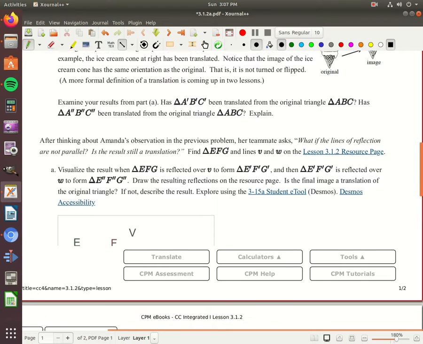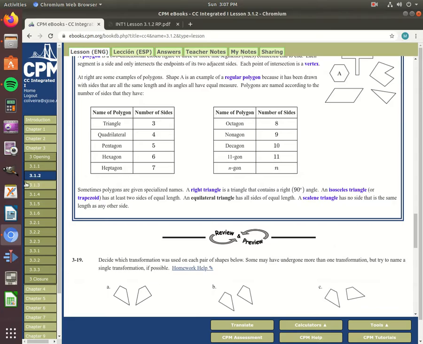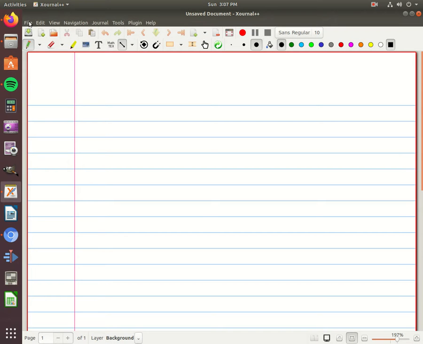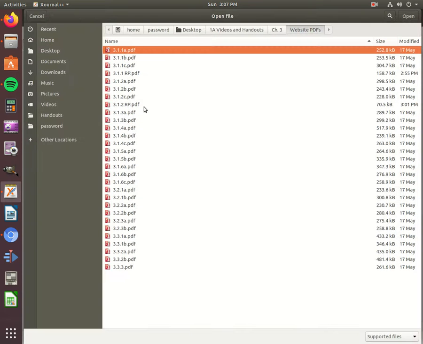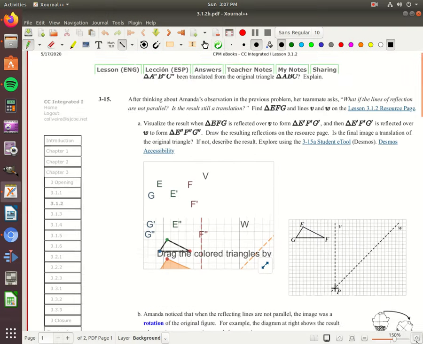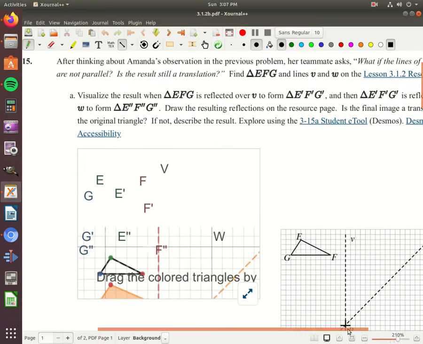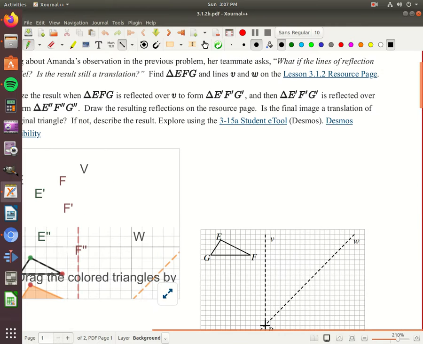All right, so after thinking more about the observation, what if the lines of reflections aren't parallel? So we'll go ahead and we'll close this and reopen 3.1.2b. And we will use reflections to help us see what a rotation looks like. So in this example, what they're basically saying is reflect and reflect again, but now we have a diagonal here. So something interesting should happen here.